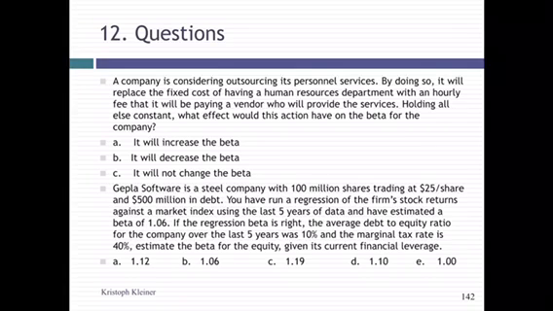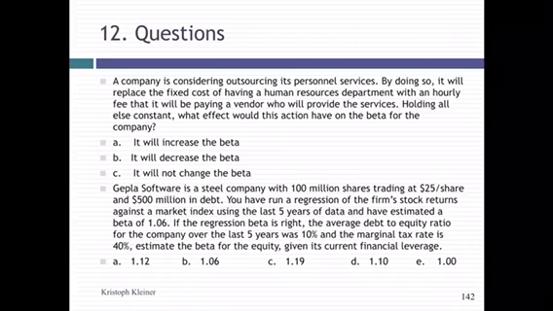Alright, so here's 2 questions. Again, I would say take a pause at this point, try each one. The first question is making sure you understand the argument between fixed and variable costs. The second question is making sure you understand how to estimate levered and unlevered betas. The trick for the second question is that it's actually 2 steps. You need to estimate the unlevered beta, and then you need to re-estimate the new beta at a different leverage. So pause here.